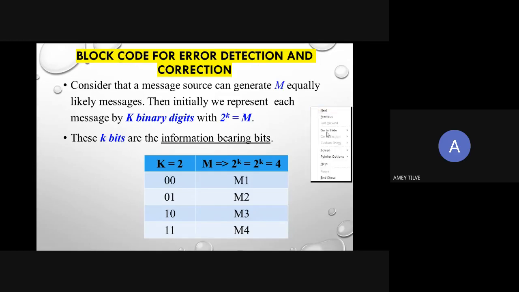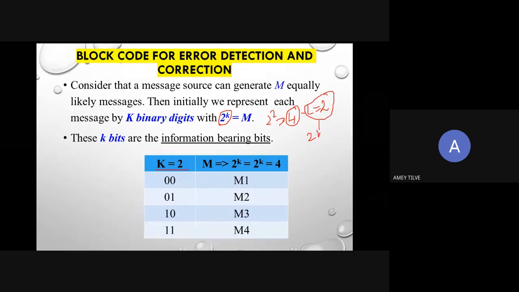There is an example given over here. So k equals 2. If your k value is equal to 2, and you substitute it, 2 raised to 2, you will get the message count 4. So there are altogether 4 messages, and the length of each message will be 2 bits. I hope it is very much clear to you.